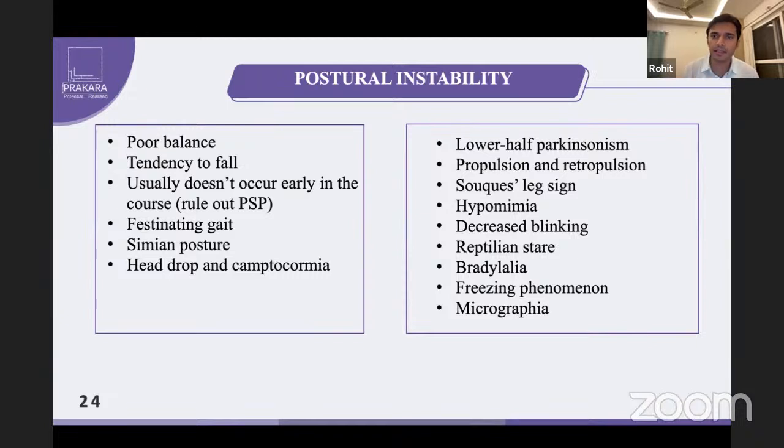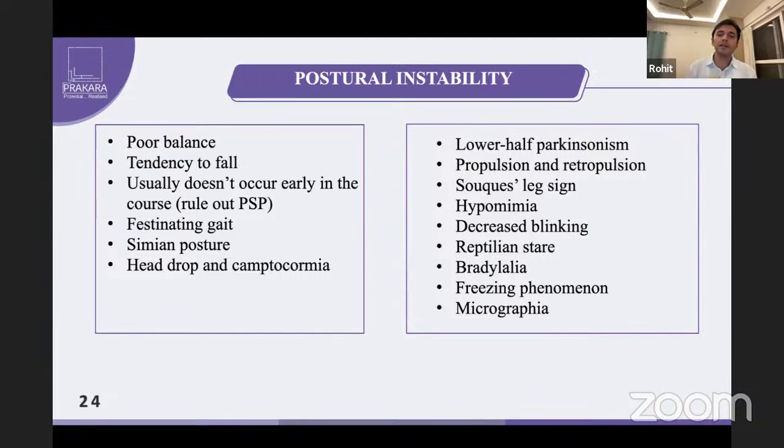Some patients of Parkinson disease can have only lower half Parkinsonism, where there are very few symptoms in the upper half of the body, while the lower half has predominant symptoms. And then postural instability can lead to propulsion and retropulsion also. These patients can have recurrent falls either in the forward direction, which is called propulsion, or retropulsion in the backward direction. Retropulsion is very commonly seen in Parkinson disease, PSP, sorry, progressive supranuclear palsy, while propulsion is seen in other Parkinson plus syndromes. They can have hypomimia, they can have decreased blinking. There is a reptilian stare, that is because of reduced blink rate.